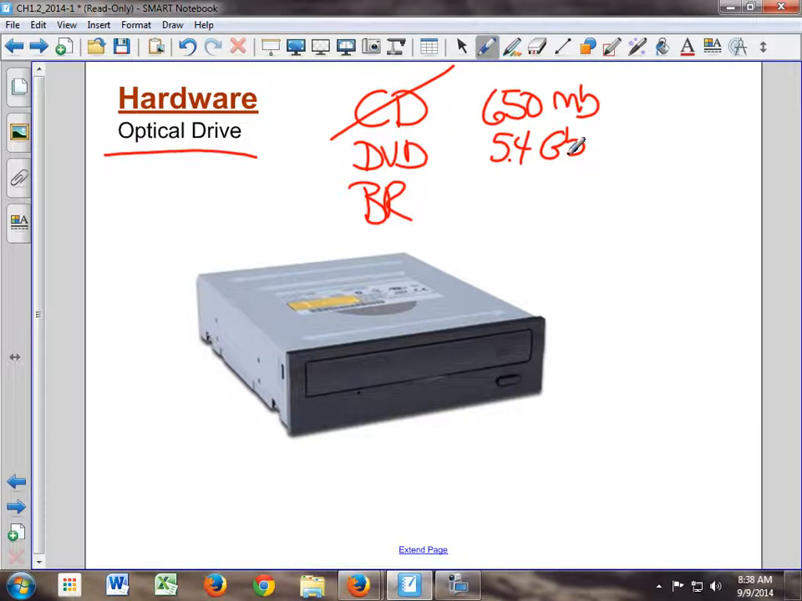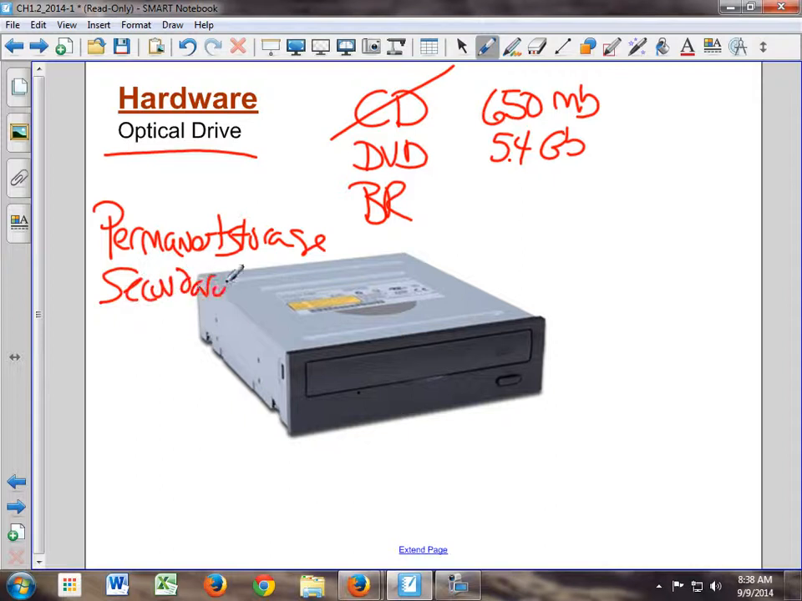We don't use those. So they're still a permanent storage. And they're still considered secondary. What other kind of storage can you think of that's permanent and secondary? You use all the time, right? You guys have flash drives. Most people don't have a flash drive anymore.